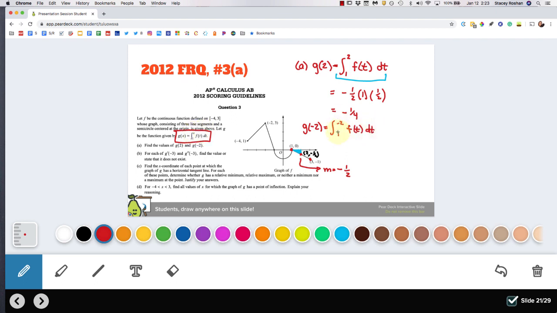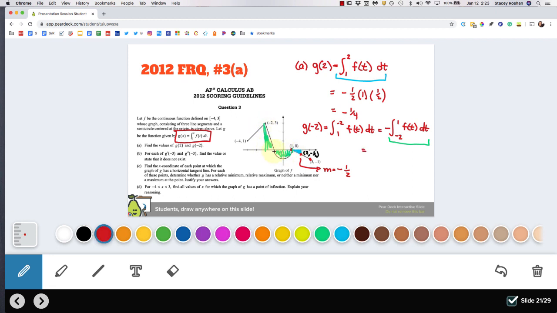And of course, we usually like the smaller bound to be on the bottom. So let's just flip this and take the negative, which we are allowed to do. And now this is going to be the area under the curve between negative 2 and 1. And so it's going to be this.